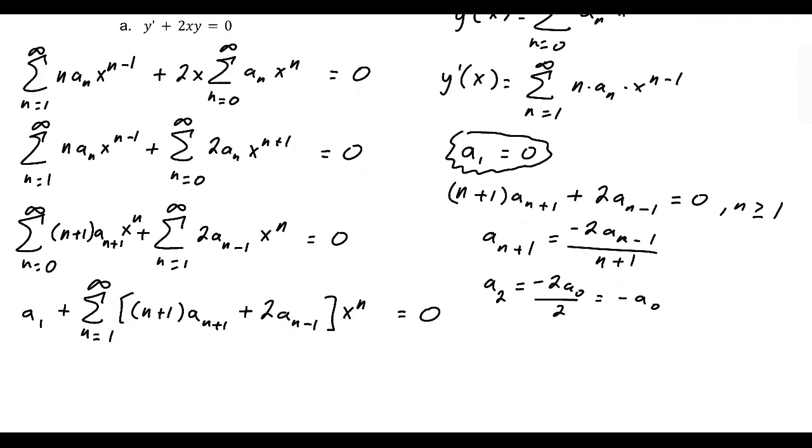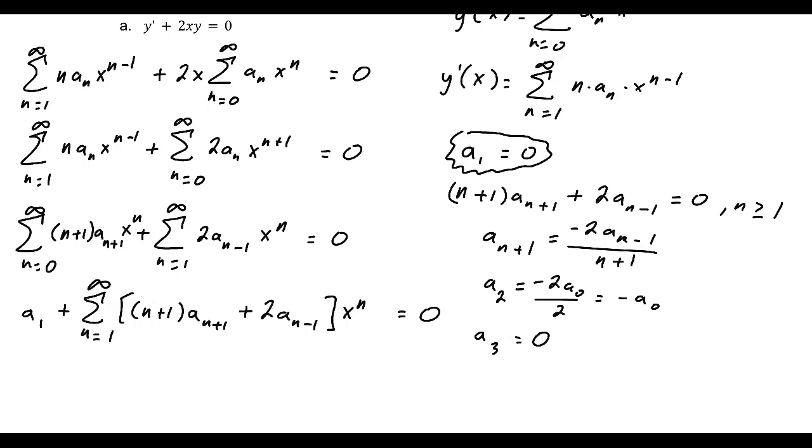Okay, so a sub 2 is equal to negative a sub 0. Okay, that's fine. A sub 3 is then equal to negative 2 times a sub 1 over, well, it doesn't really matter because it's going to be equal to 0, because a sub 1 is equal to 0. So a sub 3 is equal to 0.